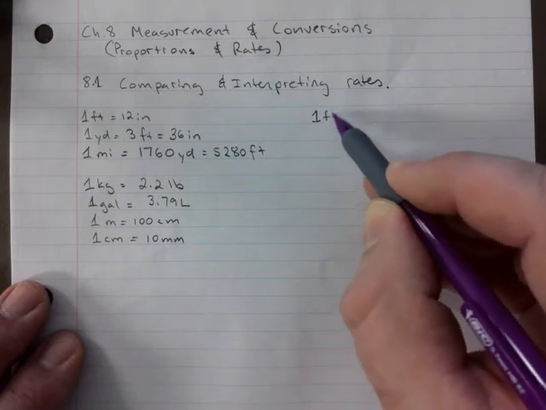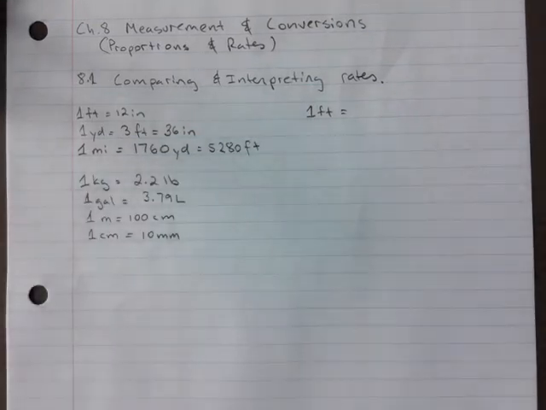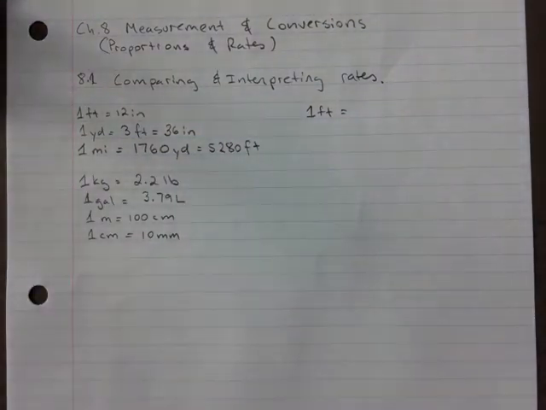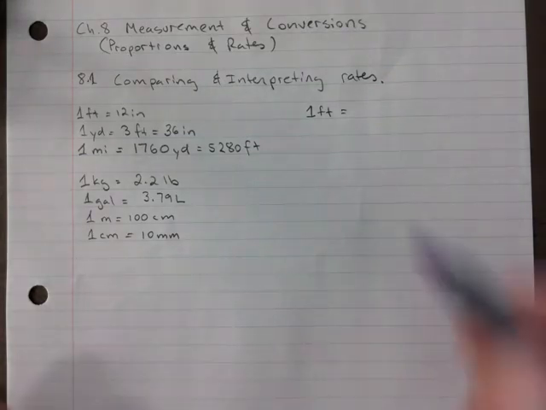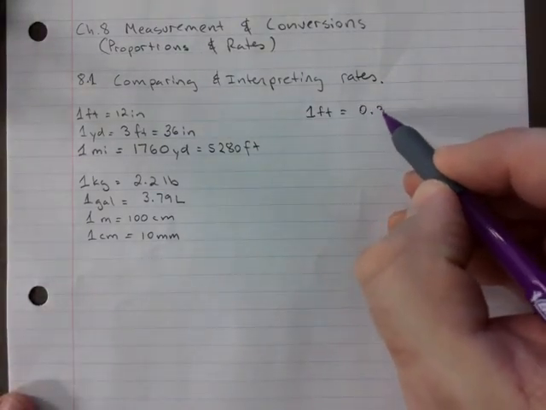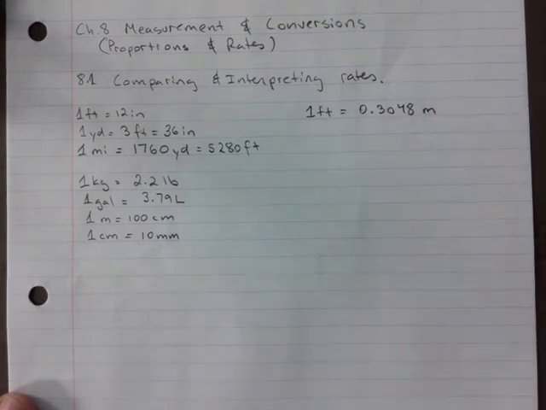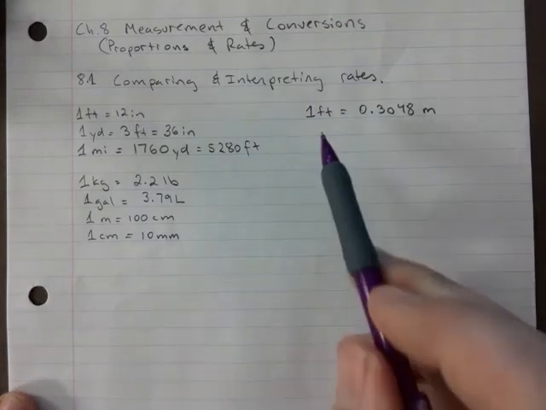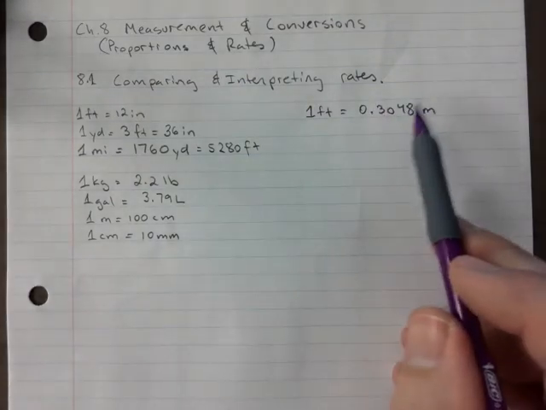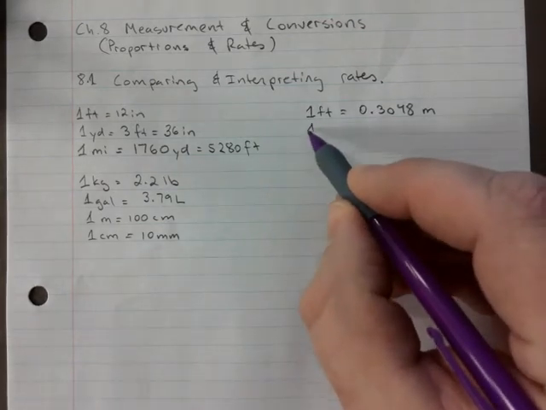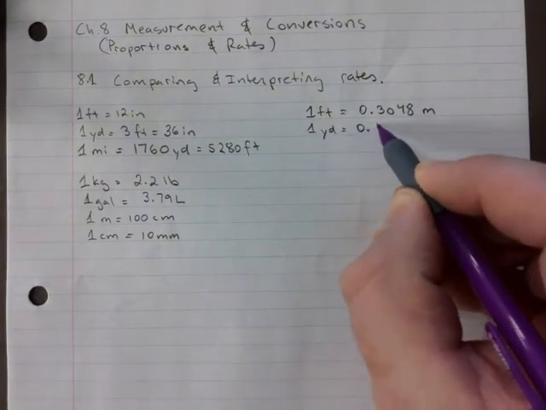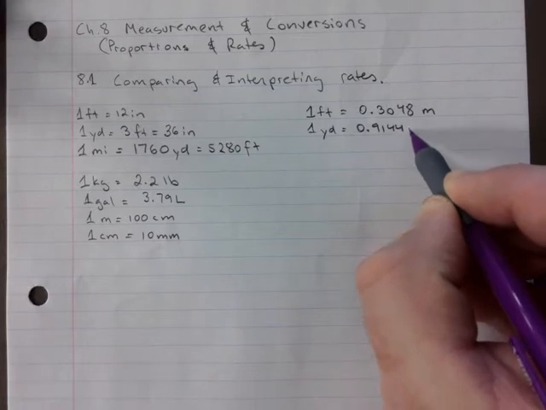If you want to go from, do you know what the two main measurement systems are called? You have the metric system, SI, System International, and the imperial. So 1 foot has 0.3048 meters. If you want to go from feet to meters, from imperial to metric or vice versa, use this one. If you have 1 yard, 0.9144 meter.